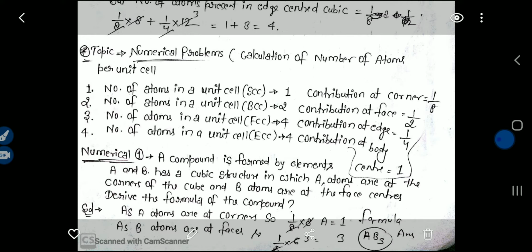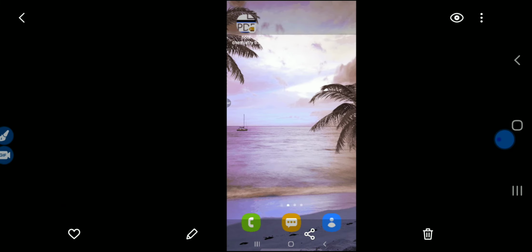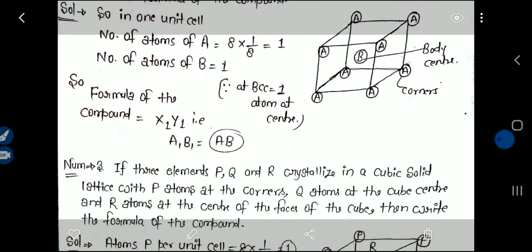Now as B atoms are at the face centers, the total number of atoms at the face centers is 6, and the distribution is 1 by 2, so 1 by 2 into 6, that is 3. So the formula of the compound will be A1B3, we can write it as AB3. Now in the next topic, numerical number 2.